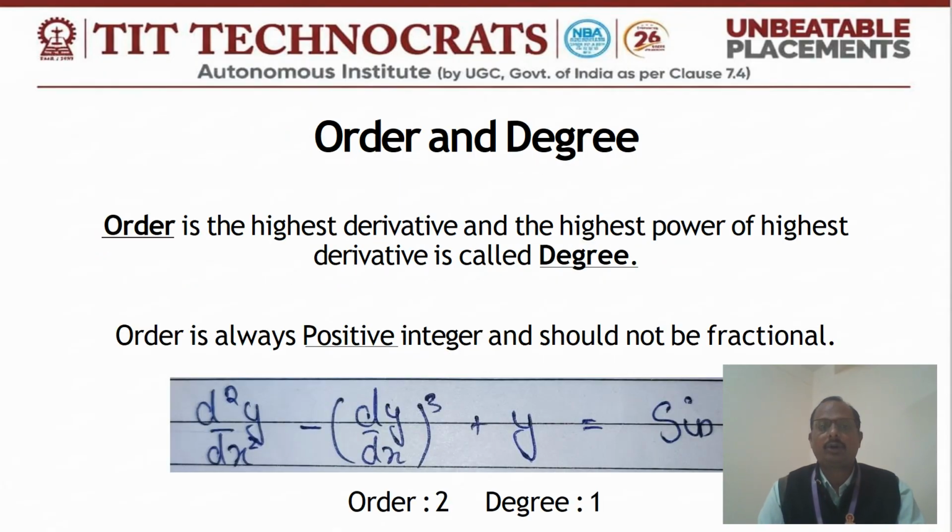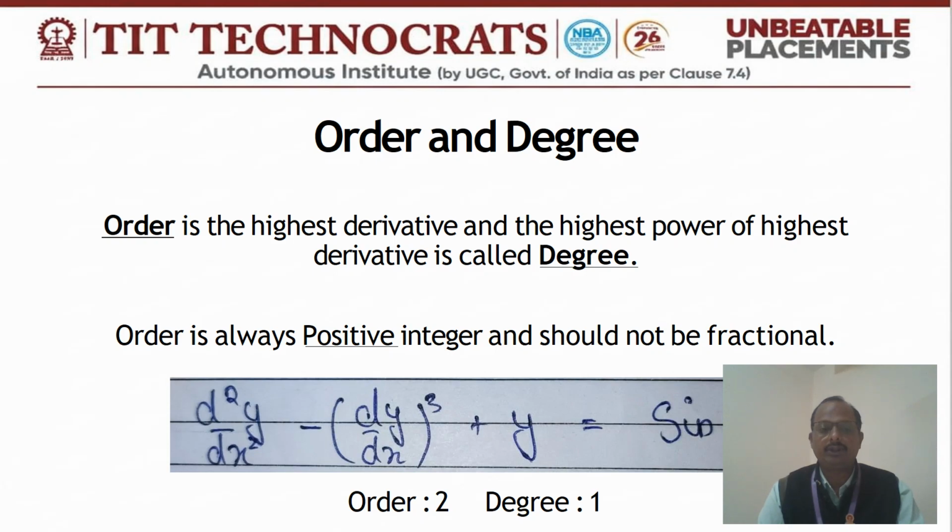Then next is order and degree. What is order and what is degree? When we have an equation with an independent variable and a dependent variable, the number of times the equation is differentiated is called order, and the power of the highest derivative is called degree.